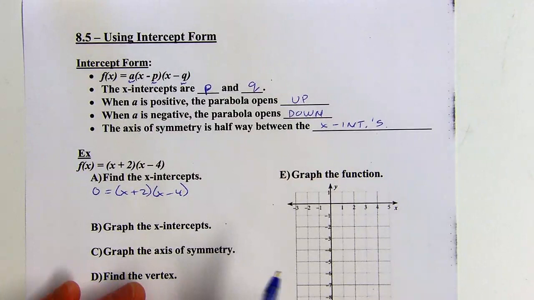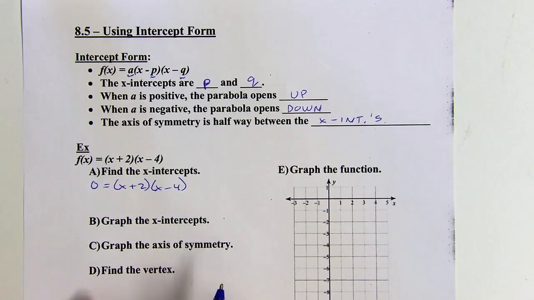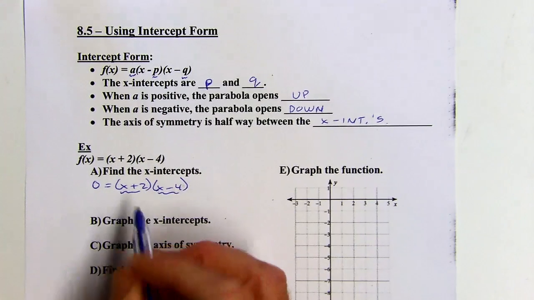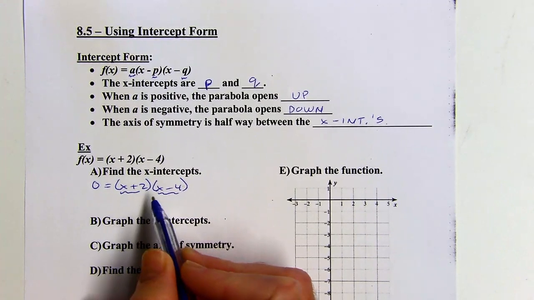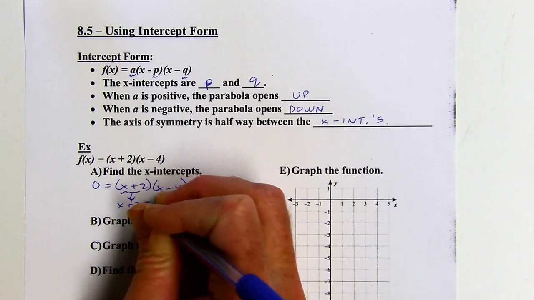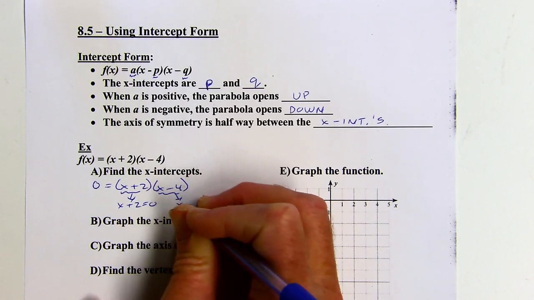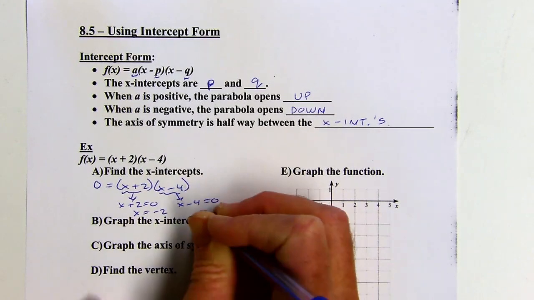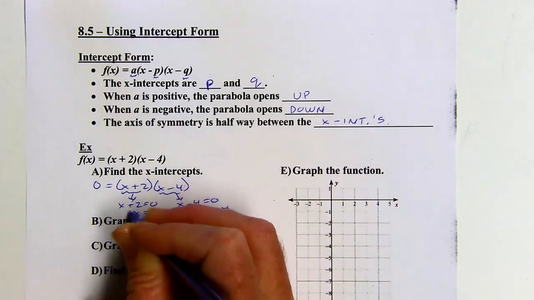for x, I can now use the zero product property. I got two things multiplied together that equals 0. So that means one of these two things has to be 0, since it's 0 times something or something times 0. So either x plus 2 equals 0 or x minus 4 equals 0. And then when I solve those, x is going to equal negative 2 or positive 4.